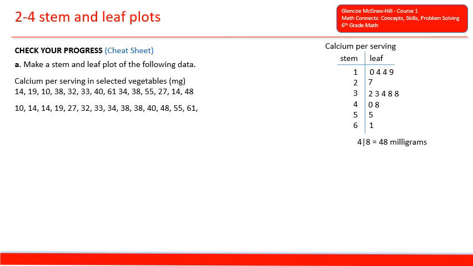So notice that for the stem 1, there's 1, and then for the leaf there's 0, 4, 4, 9. And if you look back at the numbers, 10, 14, 14, 19. So you can take a look through those. I don't think we need to spend a lot of time on that. And if you're not sure, just pause it and look at the numbers versus the stem and leaf.